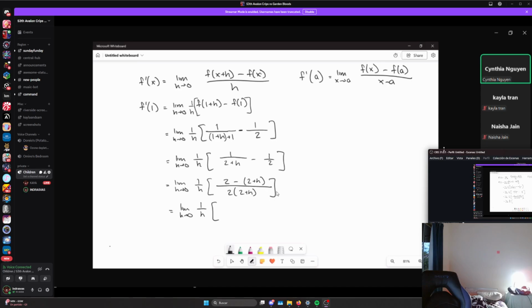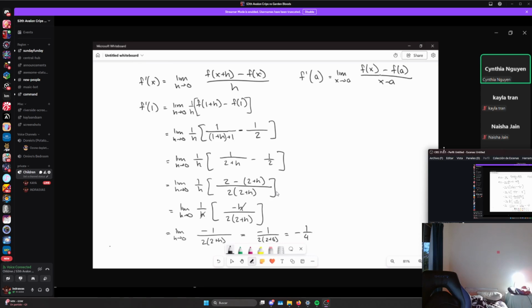Okay, so up here, I'm left with negative h. 2 plus h is down here. The h's cancel out, so I'm left with negative 1 up here. So whenever you're canceling out, make sure that your negative doesn't get lost. So negative 1 over 2 times 2 plus h. And if I put in h equals 0 right now, I get negative 1 over 2 times 2 plus 0. So that's basically negative 1/4.